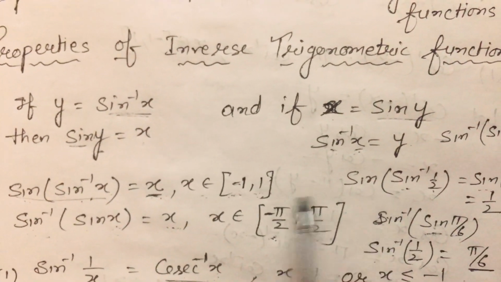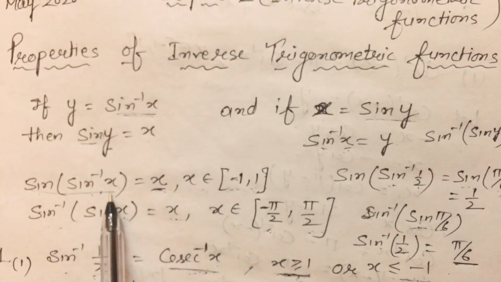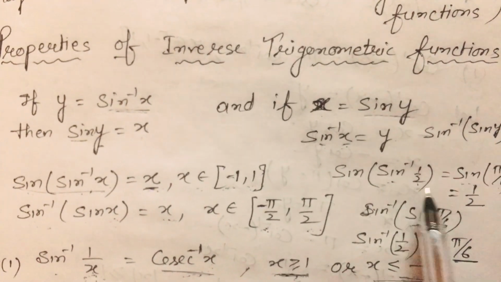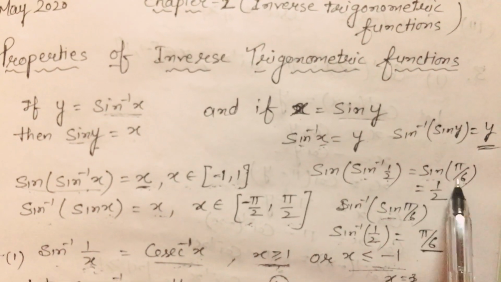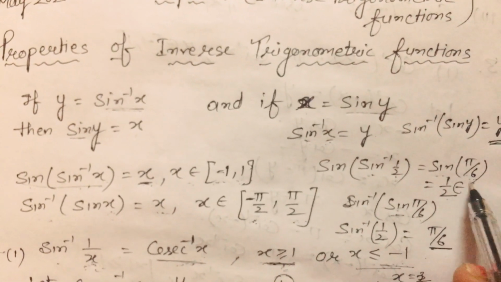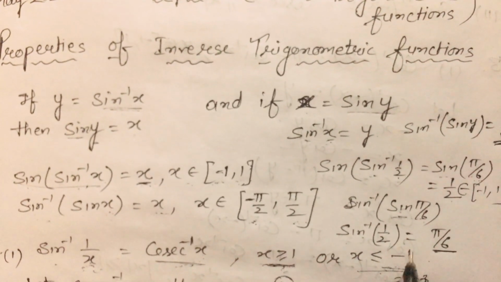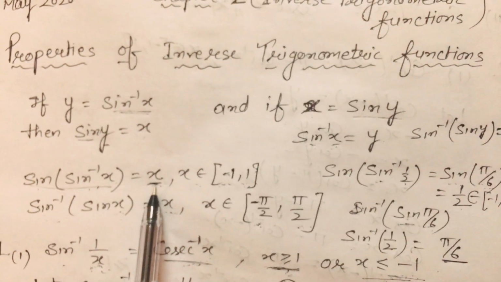Here, suppose I take one example: sine of sine inverse x, where x is 1/2. So it will be sine inverse 1/2, that is pi by 6, and we know that sine pi by 6 is equal to 1/2, so it lies between -1 and 1. So we can write sine of sine inverse x is equal to x.